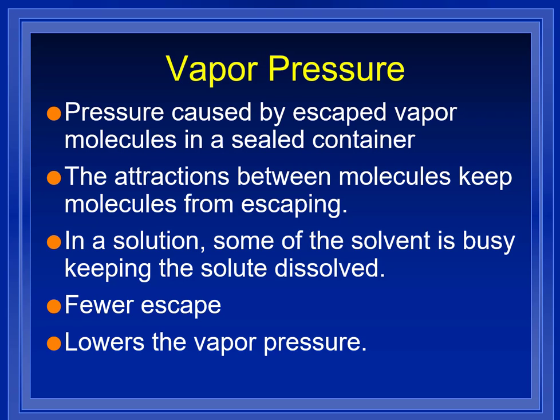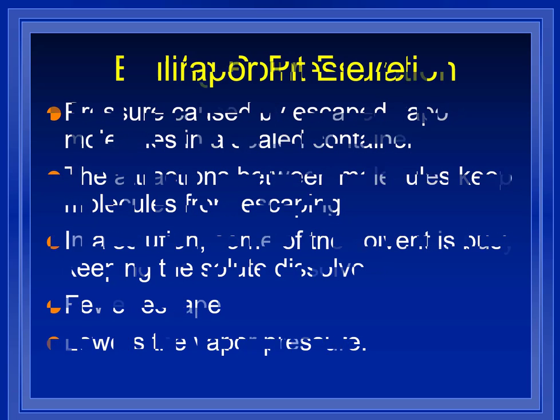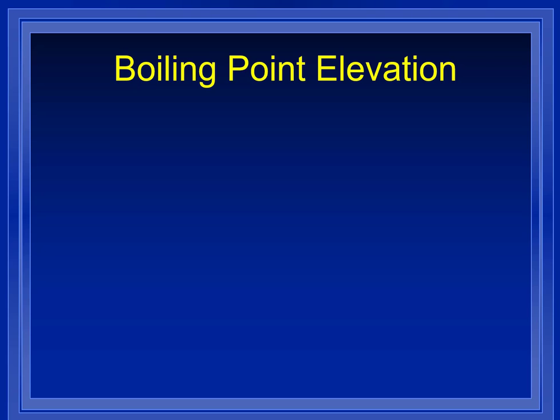So because the vapor pressure goes down, it's going to be harder to form bubbles. So the boiling point is going to go up, boiling point elevation. Because the vapor pressure goes down, the boiling point's got to go up.